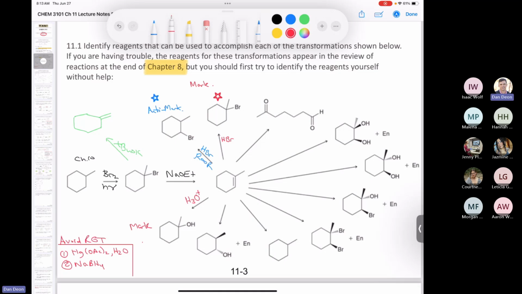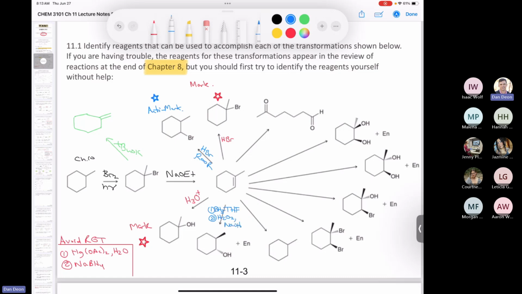Okay, the next one is an anti-Markovnikov addition of water across a double bond. So I'll put a star here because you have to know that. All right, so that's going to be hydroboration-oxidation. And the first step is going to be borane, BH3 and THF. And the second step is going to be hydrogen peroxide and sodium hydroxide.